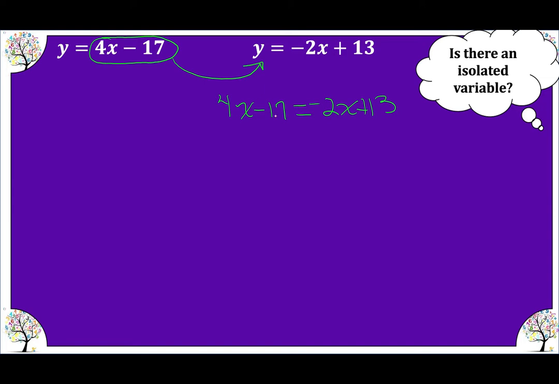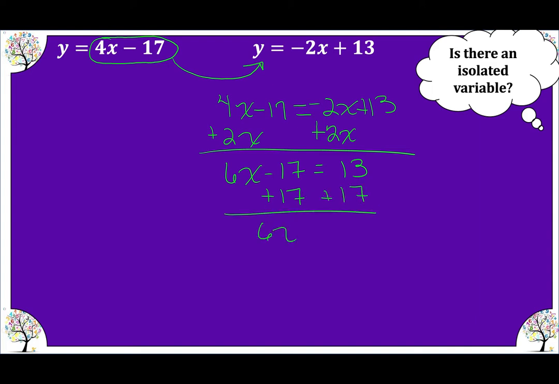When we have variables on the left and the right, I always want to address the variable terms first. And for me, I like to address the smaller variable terms. So negative 2x is smaller, so I'm going to add 2x. Again, I always like to address the variables and not the constants first. And then we're going to isolate our x. And we get 6x is equal to 30. Let's divide by 6. And our x coordinate is 5.